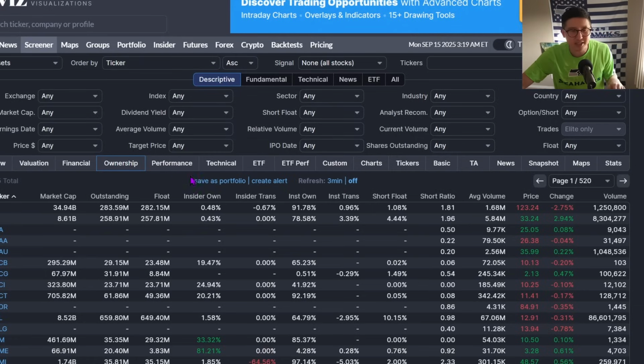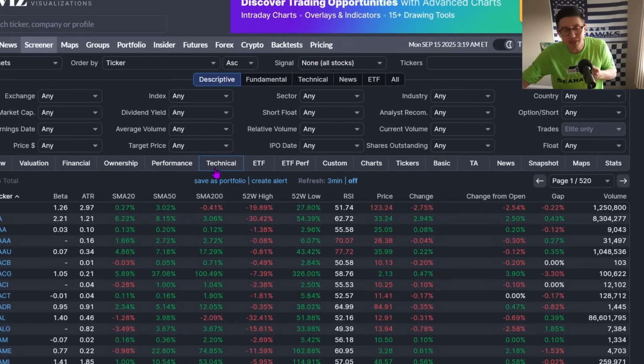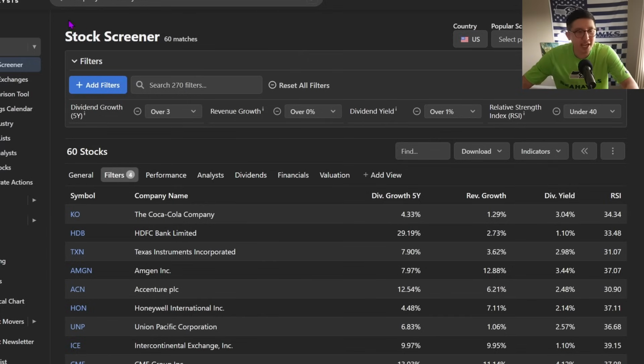I prefer stockanalysis.com because it's a little more visually palatable and digestible. Whereas with FinViz, you gotta be really a data and numbers kind of guy to like this format instead. So having said that, if we jump on back over to stockanalysis.com, with my preferred filters, it kicks back 60 stocks that are worth investigating.